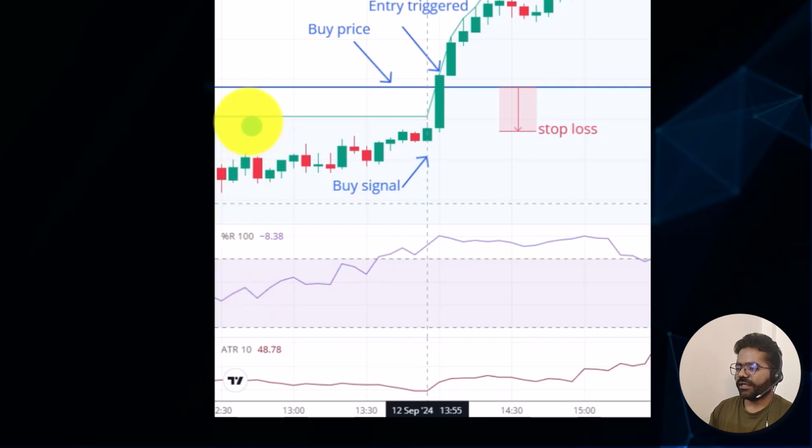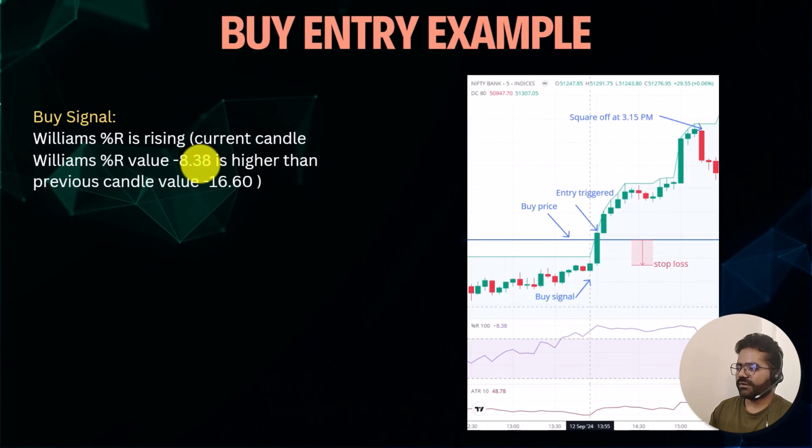But our entry price will be the Donchian Channel high at that candle plus 1.5 times of ATR. So this will be roughly our buy price. As you can see, in the next 5 candles, it is not triggered. So we cancel that order. If we continue for the whole day, then at this point the Williams %R is rising, where our buy signal is generated. The Williams %R is minus 8.38, which is higher than the previous candle value, minus 16.6.